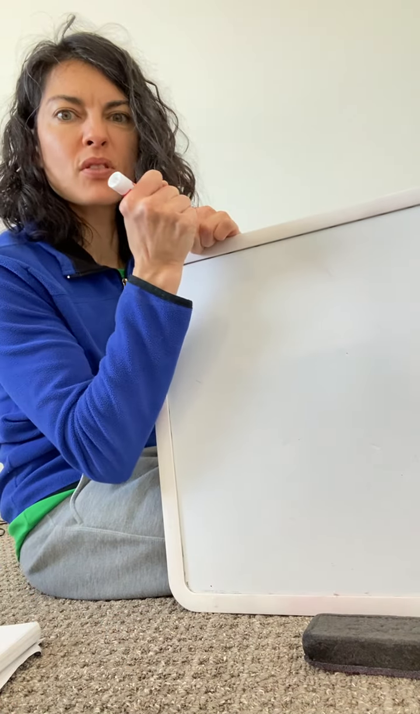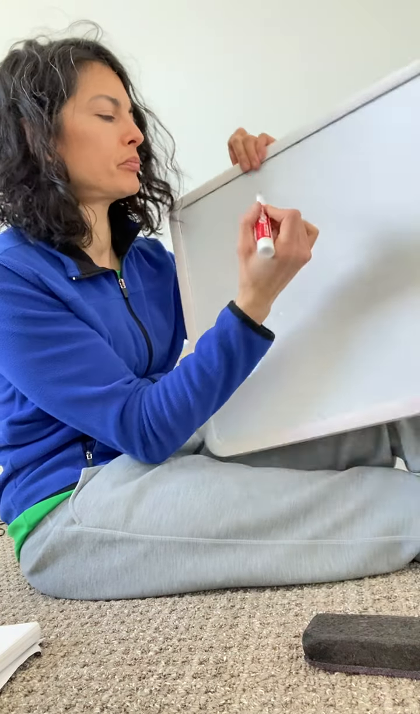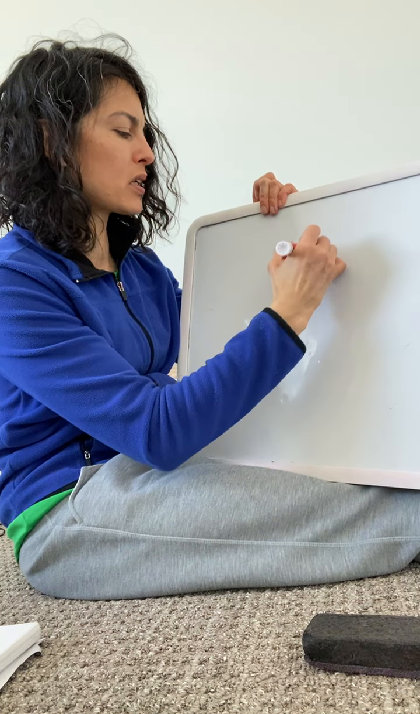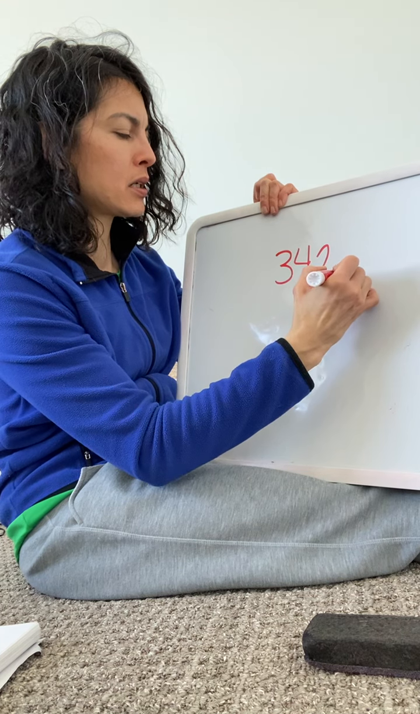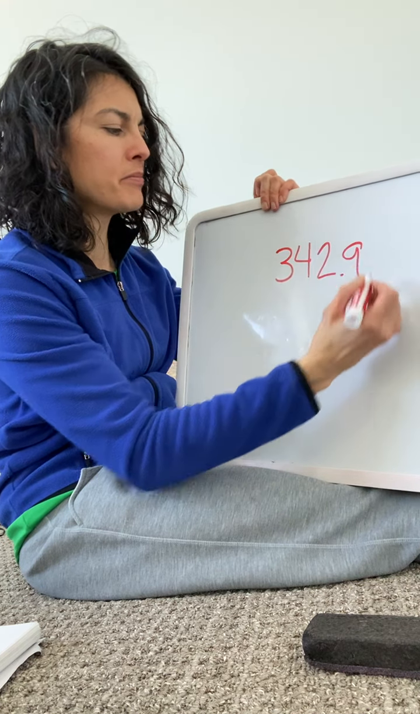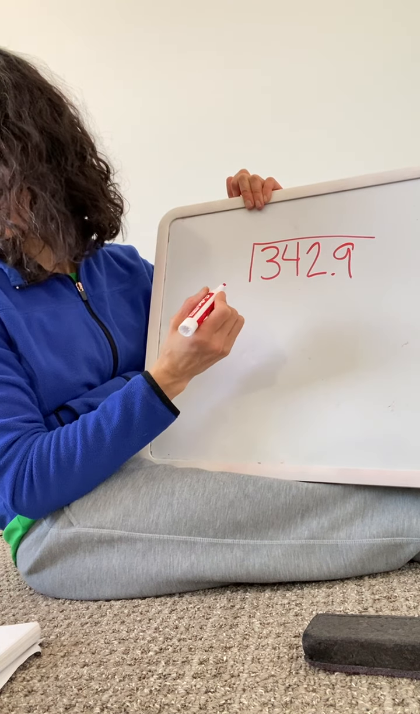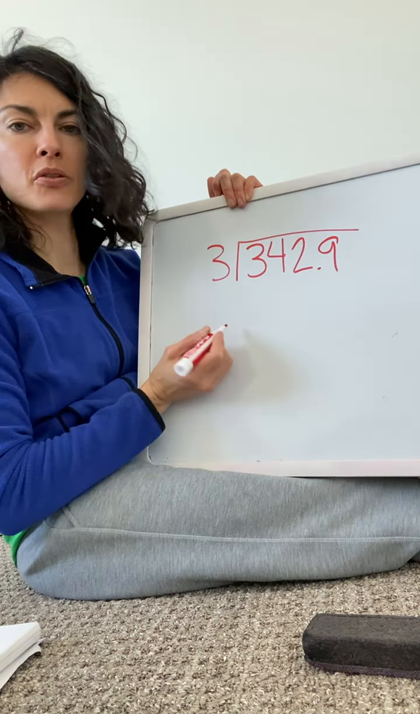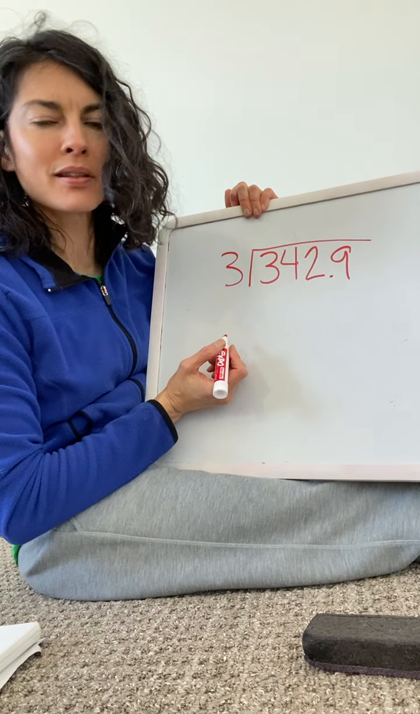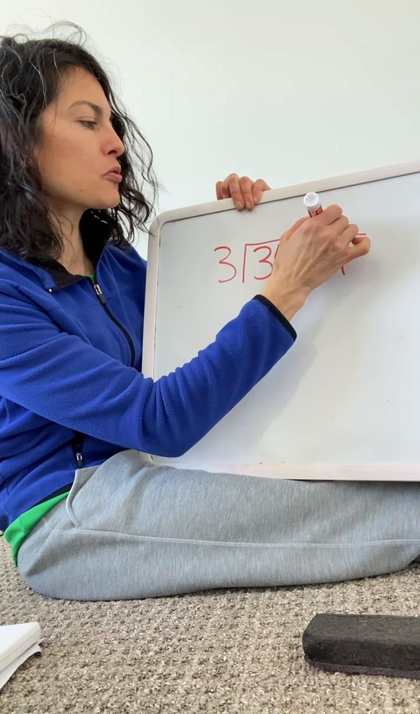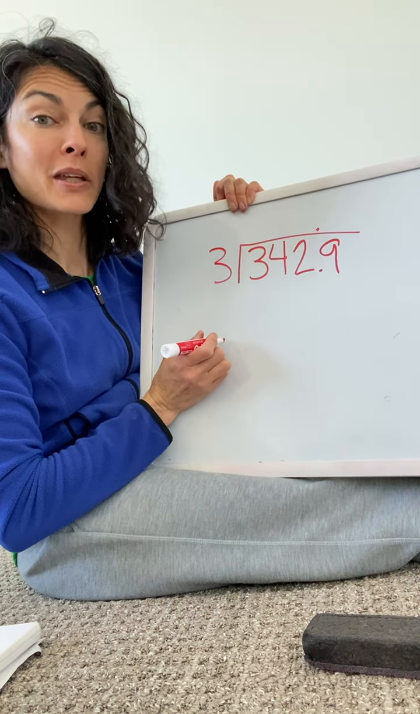So let's say you have something like this. 342.9 divided by 3. How do you do it? Guess what? The same as normal, only you put your decimal there. Keep that there in your answer.